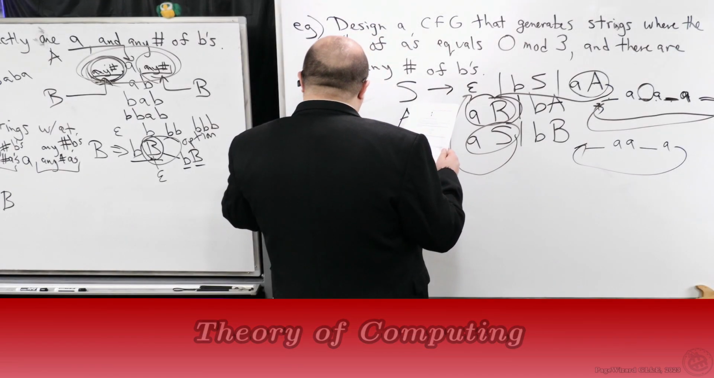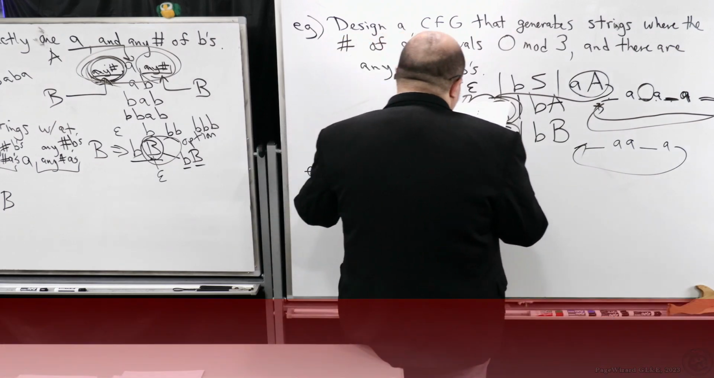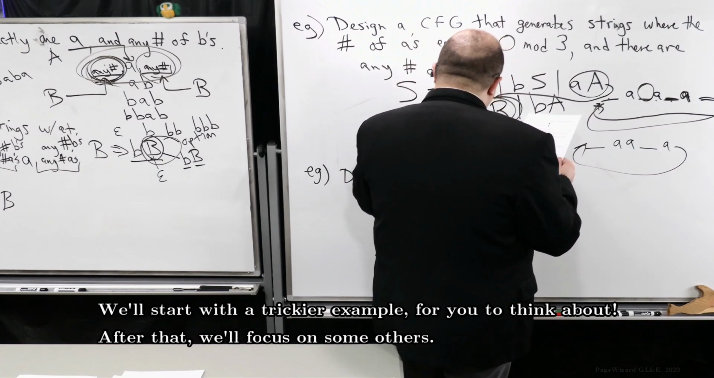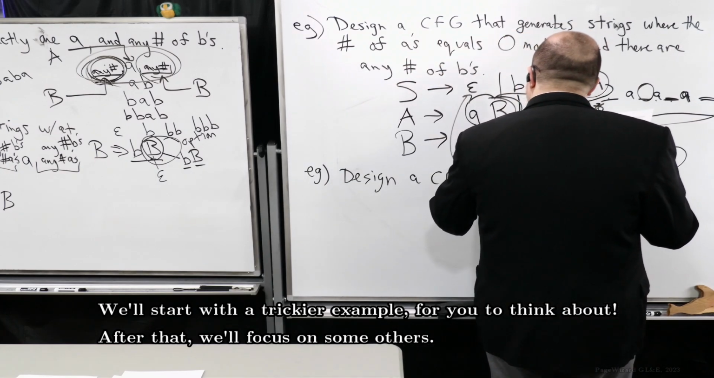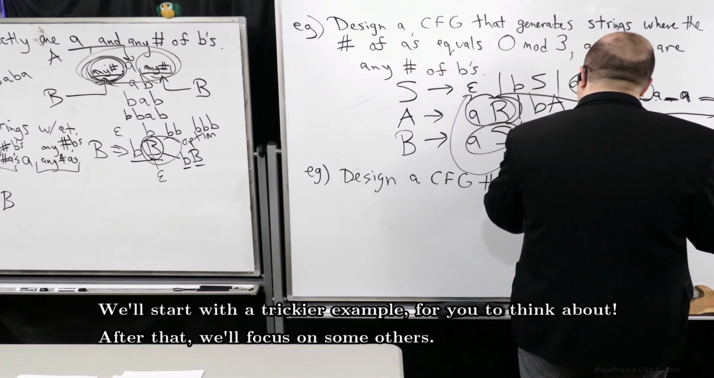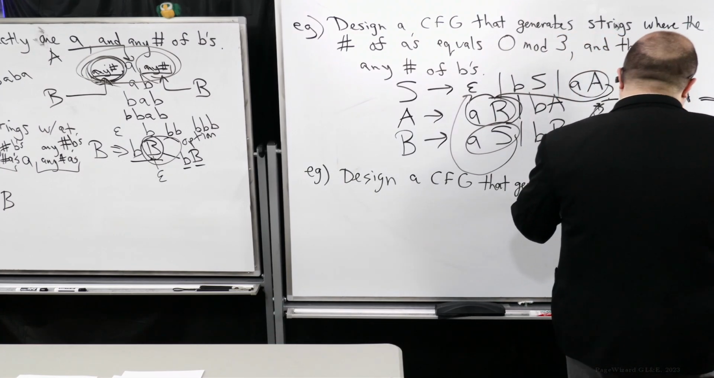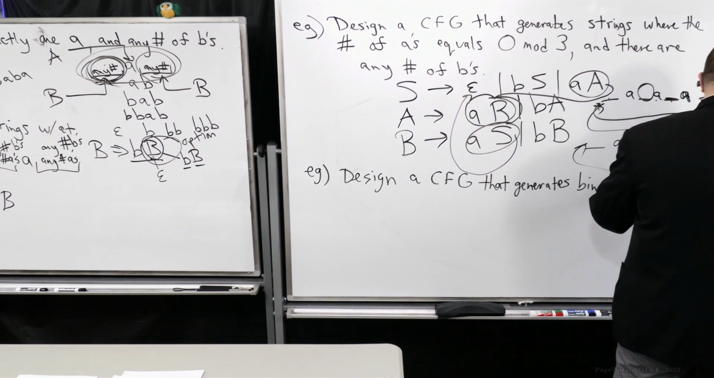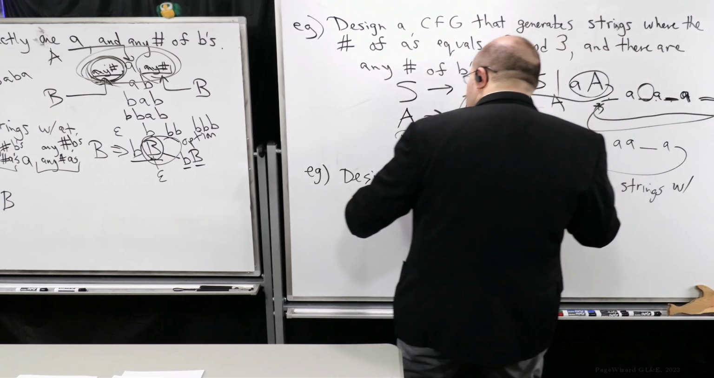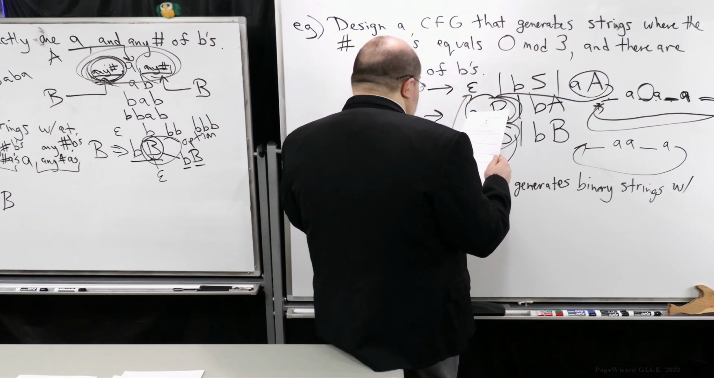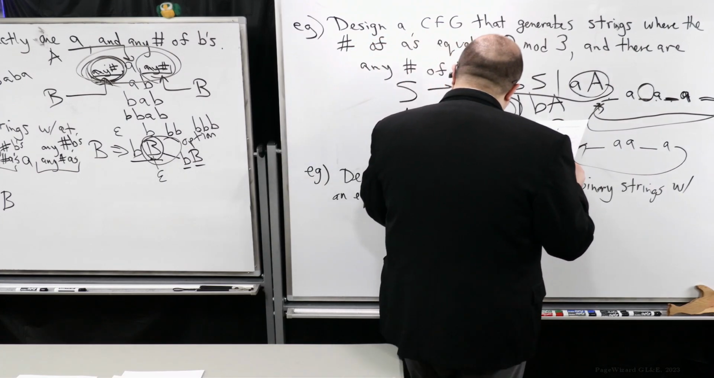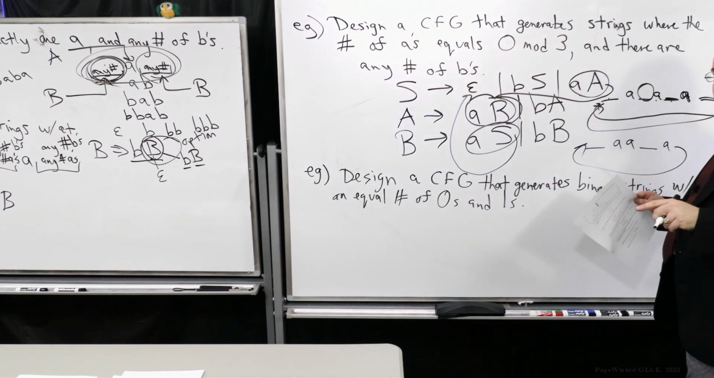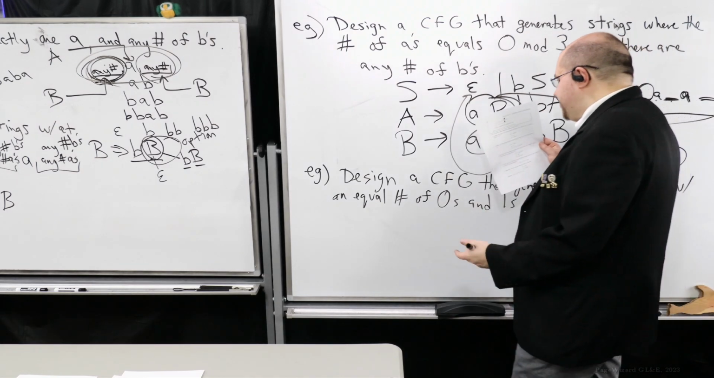Let's think about another example here. Let's design a context-free grammar that generates binary strings with an equal number of zeros and ones, which we proved in the past is not regular. We're going to talk about how we could design a context-free grammar for this.